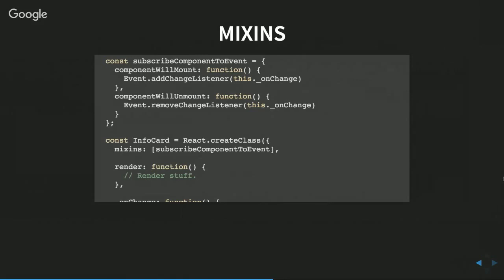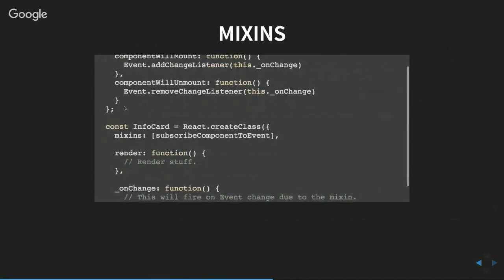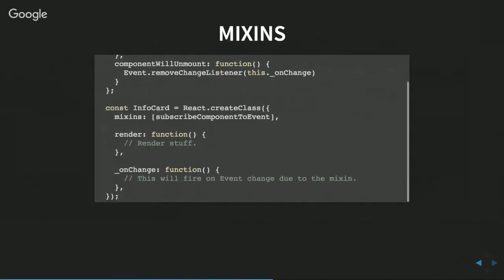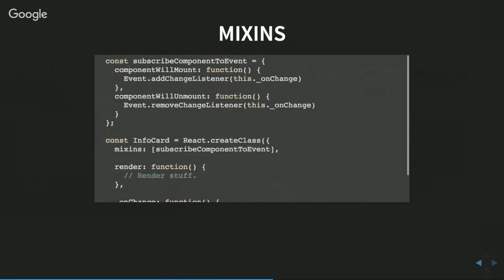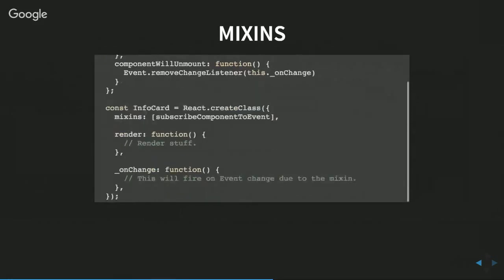So in this case, what we're doing is creating a mixin up here called subscribe component to event. It hooks into component will mount and adds a change listener. Then on component will unmount, it removes that change listener, right? The reason this is particularly useful is that instead of rewriting this for 20 components, you can just make a mixin and include it like this. You include each one inside of an array, and then all you've got to do is subscribe to the mixin's interface.